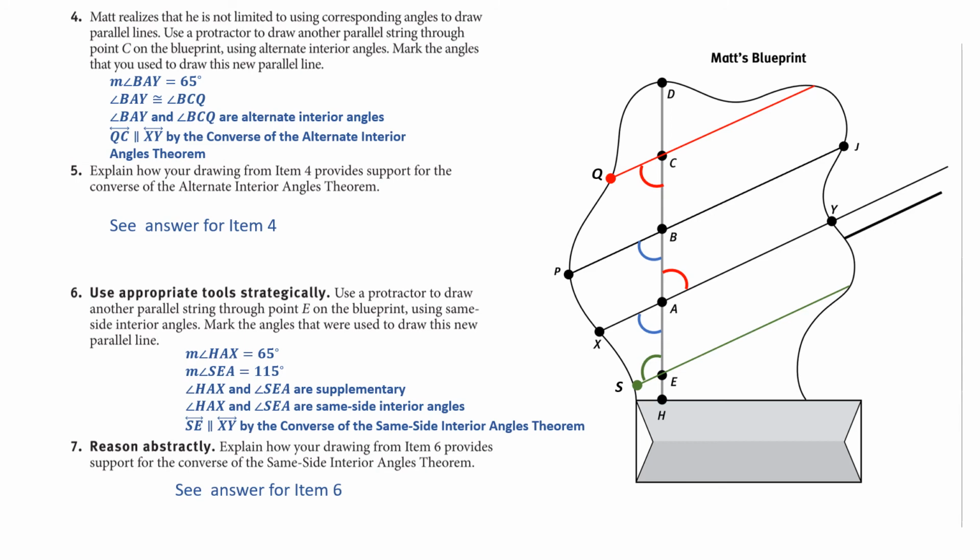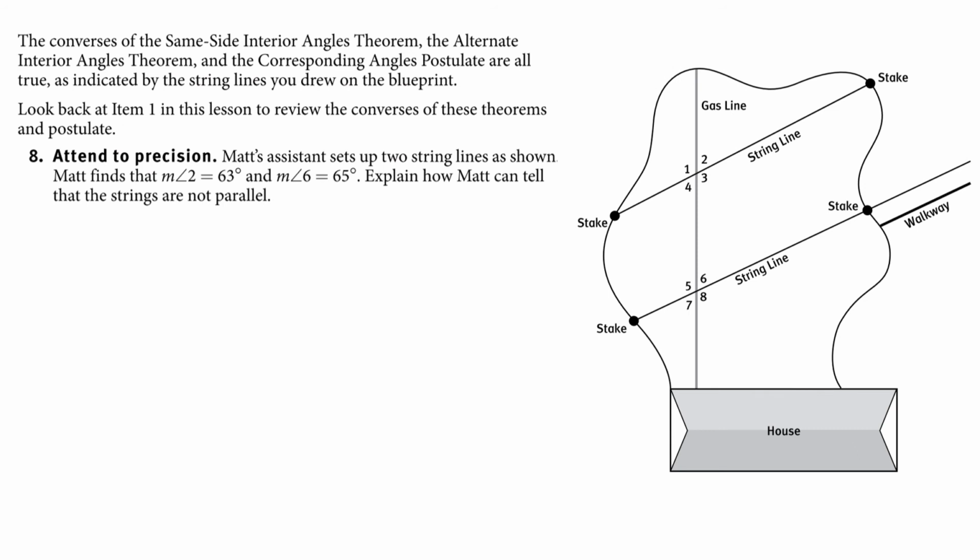Okay, moving on. The converses of the same side interior angles theorem, the alternate interior angles theorem, and the corresponding angles postulate are all true, as indicated by the string lines you drew on the blueprint in the past slide. So look back at item 1 in this lesson to review the converses of these theorems and postulate. We've kind of gone over them. I'm not going to go back to that slide, but you can pause your video and look at those converses if you need.